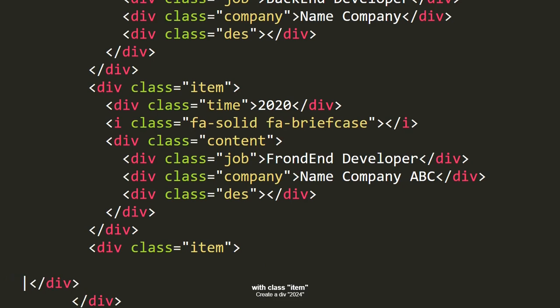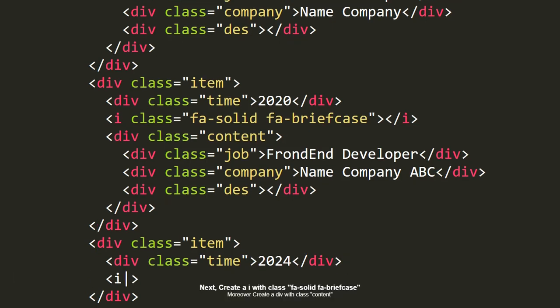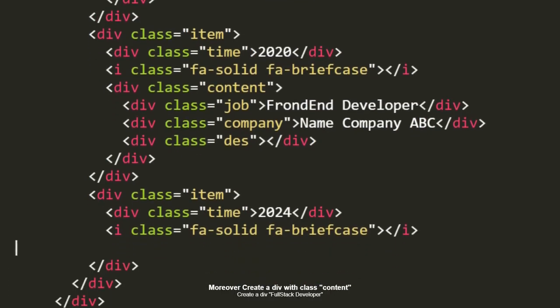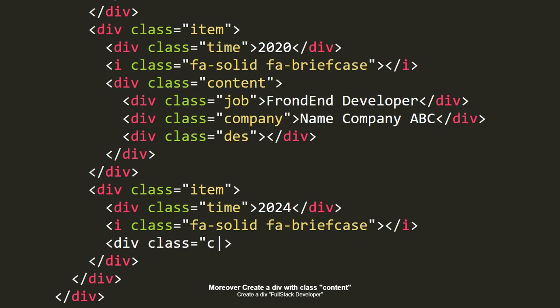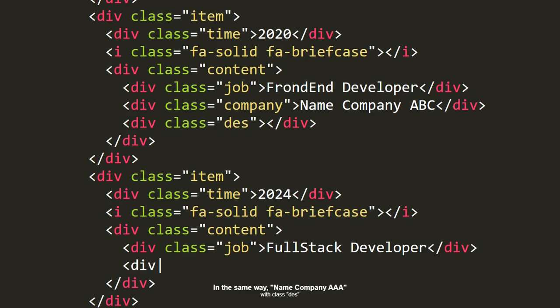Create a div 2024. Next, create an i with class fa-solid fa-briefcase. Moreover, create a div with class content. Create a div full-stack developer. In the same way, name company AAI, with class des.